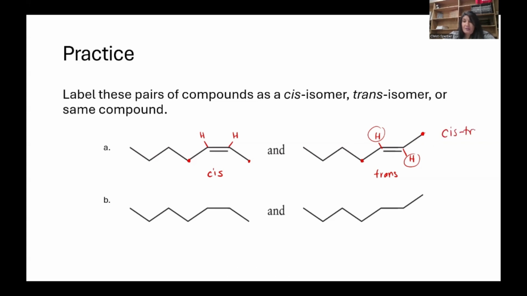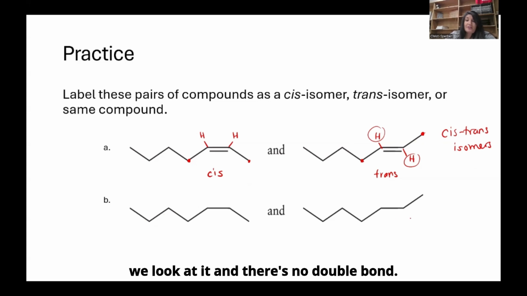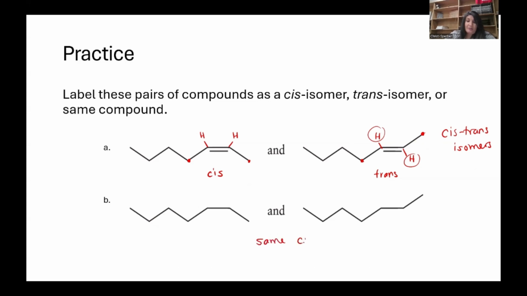Here, we look at it and there's no double bond. So these aren't cis-trans isomers. They're just the same compound. You need to have a double bond in order to have these cis-trans isomers.